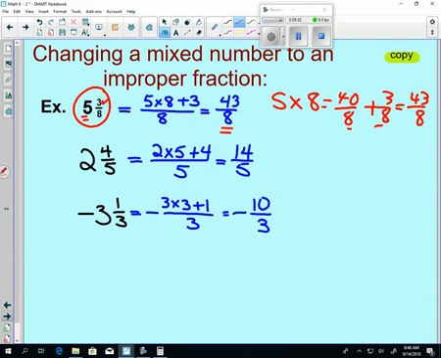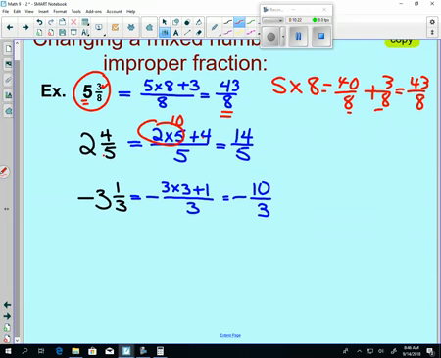Second example, 2 and 4/5. We want to change that 2 to fifths. So we go 2 times 5 at the top, plus the 4. So 2 times 5 is going to be 10, plus 4 is 14. And we have a denominator of 5. So 2 and 4/5 becomes 14 over 5.